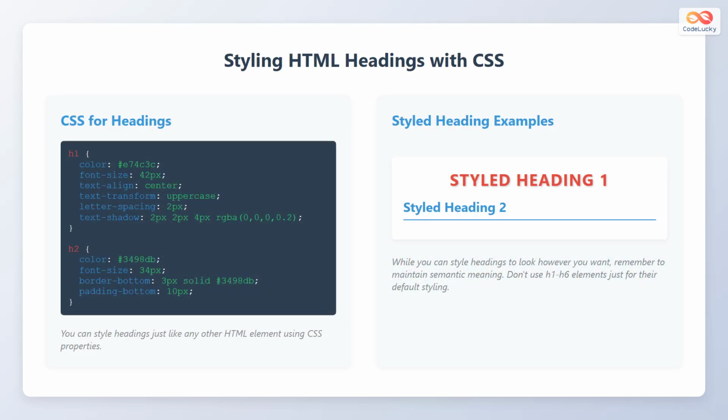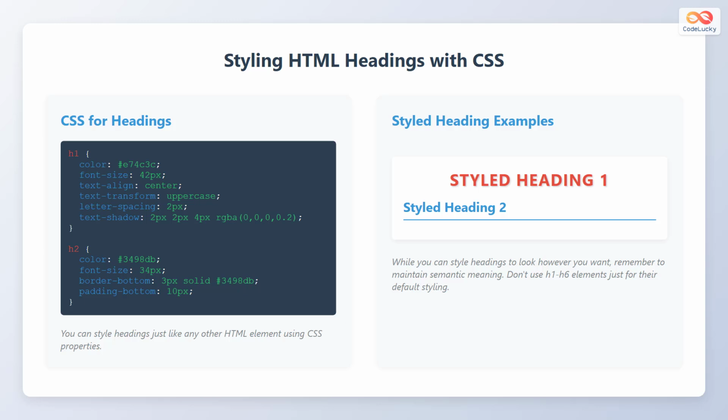HTML headings can be styled using CSS, just like any other HTML element. Here is an example of CSS code for styling h1 and h2 headings. For h1, the color is set to a red color value. The font size is set to 42 pixels. The text align property is set to center. The text transform property is set to uppercase. The letter spacing is set to 2 pixels. The text shadow is set to 2 pixels 2 pixels 4 pixels with an RGBA value of 0, 0, 0, 0.2.